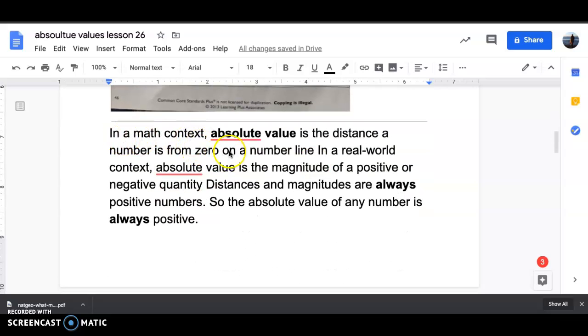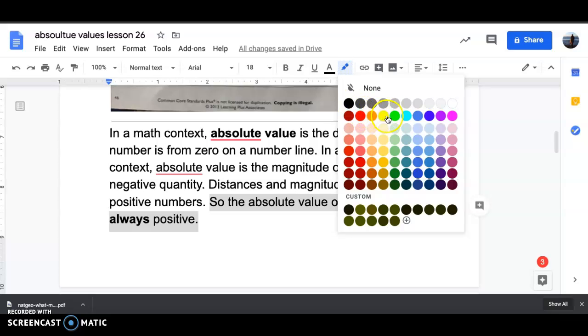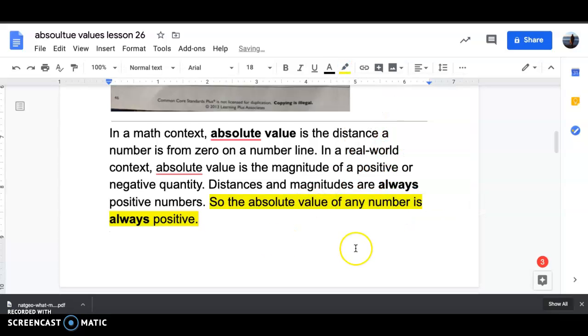So in the math context, absolute value is the distance a number is from 0 on the number line. In a real world context, absolute value is the magnitude of a positive or negative quantity. Distances and magnitudes are always positive numbers. So the absolute value of any number is always positive. I'm going to highlight that, because just in case you guys forget, it's always positive.